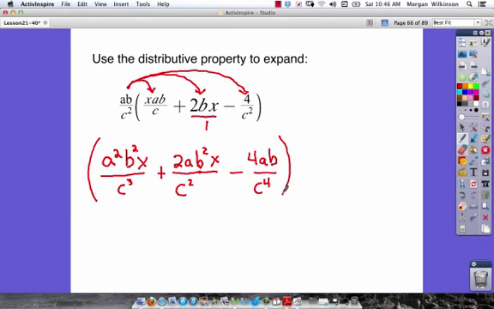So we're going to close off our parentheses. Let's see if we can reduce anything. A squared b squared x over c to the third, there's nothing we can simplify. 2ab squared x over c squared, there's nothing we can simplify. And 4ab over c to the fourth, there's nothing we can simplify. We've used the distributive property to expand, and we found our answer. Let's move on to the next example.